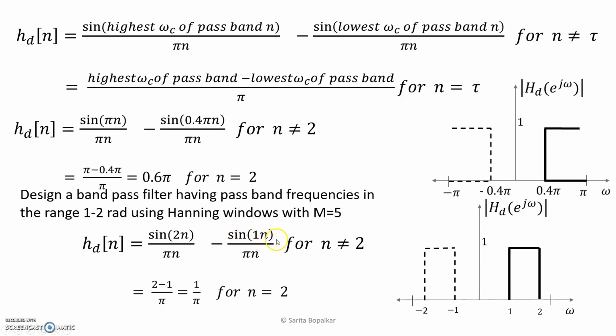So sine of 1n divided by pi n for n not equal to tau. Tau is (m minus 1) by 2, and m is 5 here. Then second, for n equal to tau, the highest frequency of the passband, 2, minus the lowest frequency of the passband, 1, divided by pi, is equal to 1 upon pi, for n equal to tau, that is 2. So instead of solving the integration of the inverse Fourier transform, you can directly use the generalized form of hd[n].